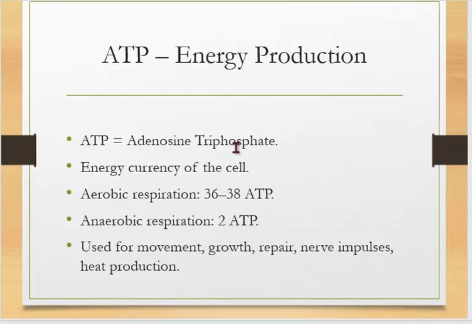Then ATP, energy produced. ATP, adenosine triphosphate, I've said it earlier on. The energy currency of the cell. Aerobic respiration gives 36 to 38 ATP, and anaerobic respiration 2 ATP. It is used for movement, growth, repair, nerve impulses, and heat production.